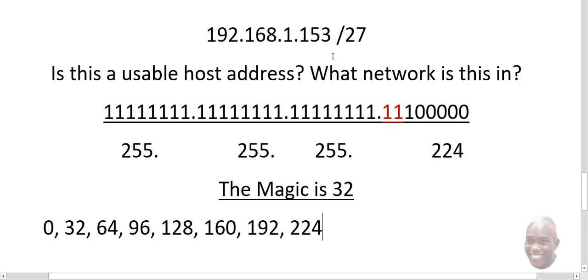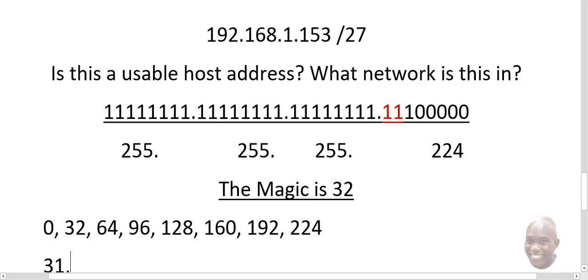So the question is, is this a usable host? 153. And what network is it in? Before we answer this particular question, we will need to get the broadcast addresses to see whether or not 153 is a usable host. So I will come back down here, and 0 to 31. Bear in mind, we still have to answer the number of hosts that we're going to get, which is very easy, because if the magic number is 32, we will get 30 usable hosts, because one will be going to the network address, and the other one will be heading towards the broadcast address.